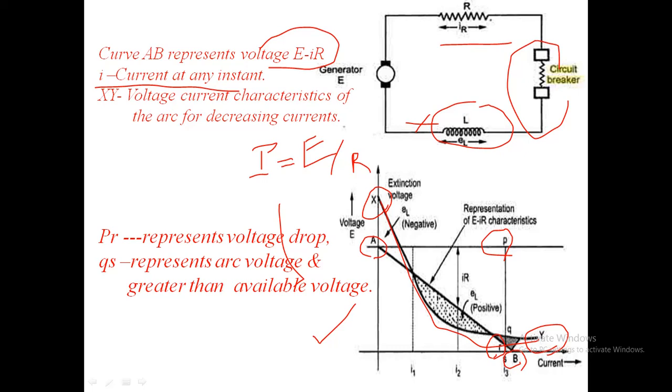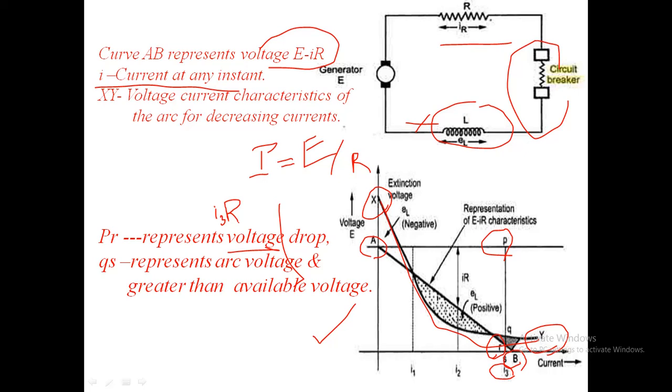Here it represents the voltage drop I3R, because it is represented at current I3. So there is a voltage drop at I3, generally IR, which is greater than the available voltage. So the arc becomes unstable and the difference in voltage is supplied by the inductance L.